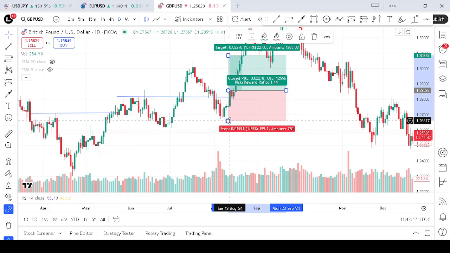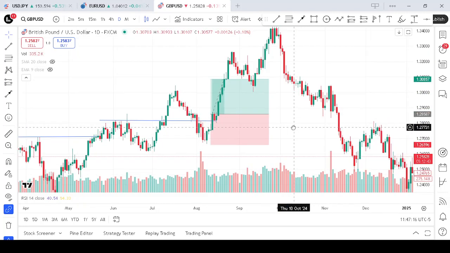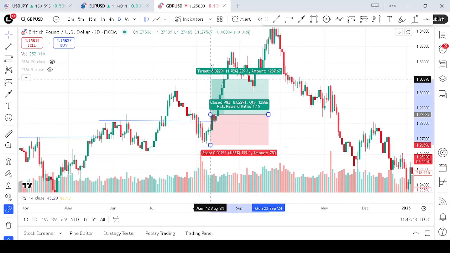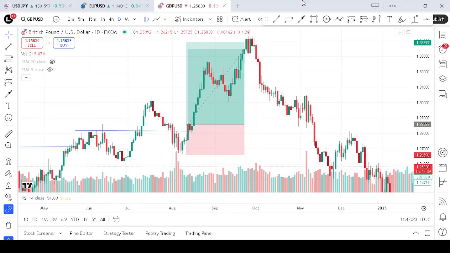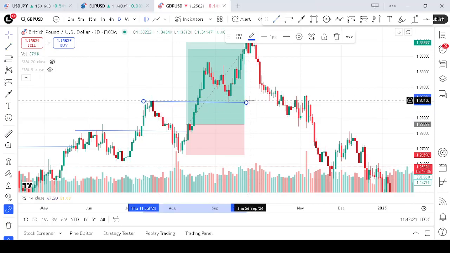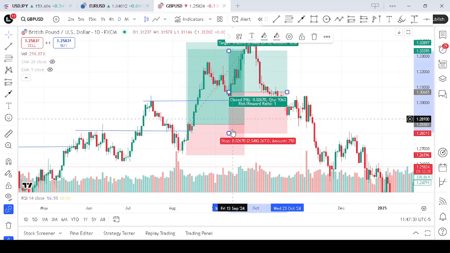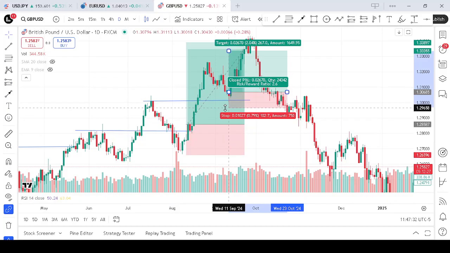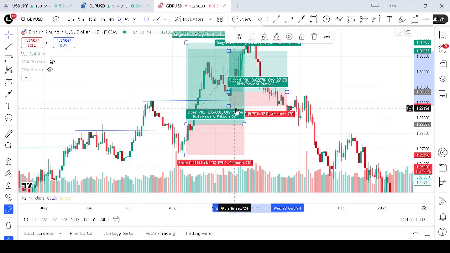You can add positions at key levels. You can scale in at key levels. If you believe the market is going to continue going to the upside, you can decide to scale in or add more positions to your trade. You can add more positions at key levels just to ride the momentum to the upside. And don't forget to put your stop loss just below the recent major level.